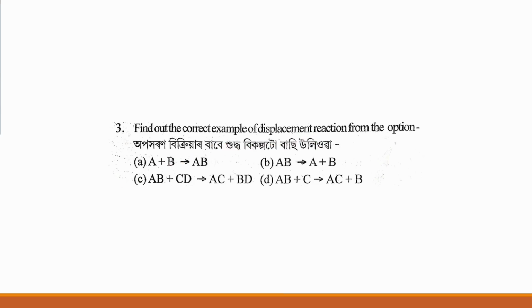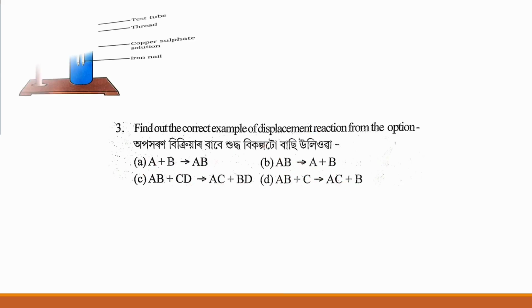So we have to find out the correct example of displacement reaction from the options. Option A is given: A plus B gives AB. Option B: AB gives A plus B. Option C: AB plus CD gives AC plus BD. Option D: AB plus C gives AC plus B.